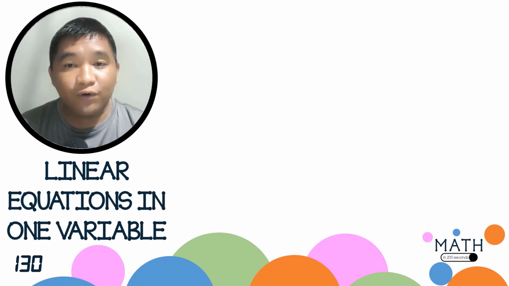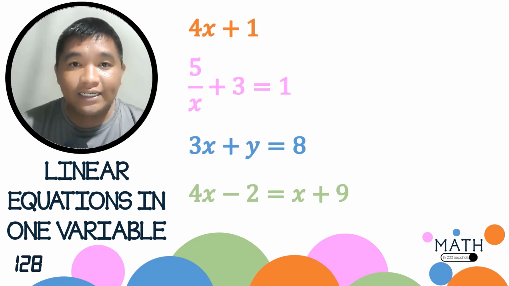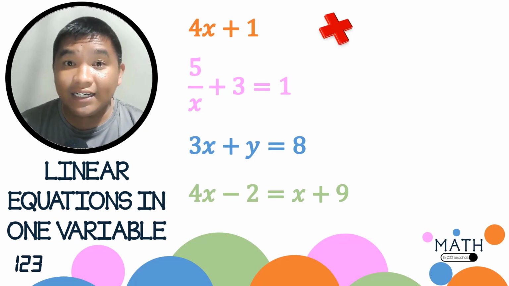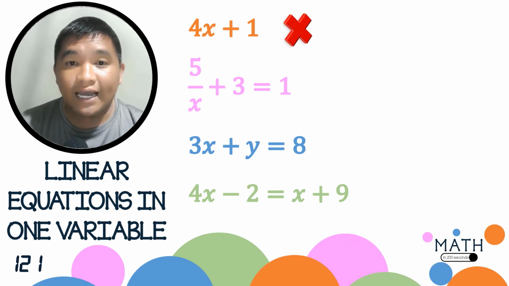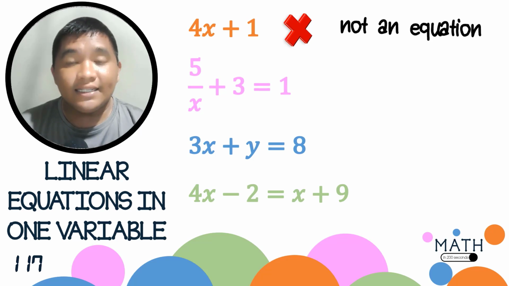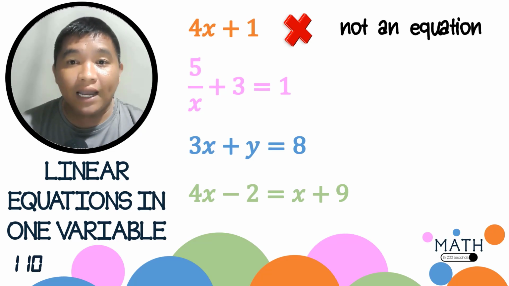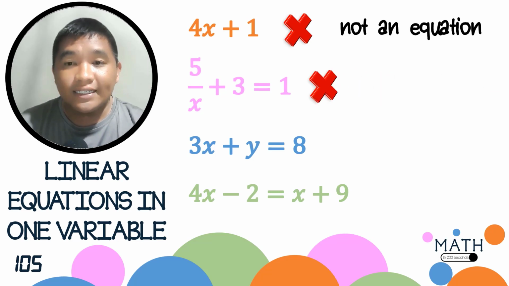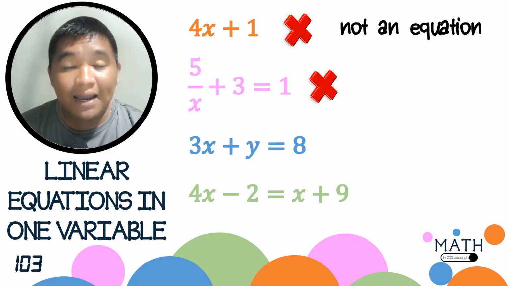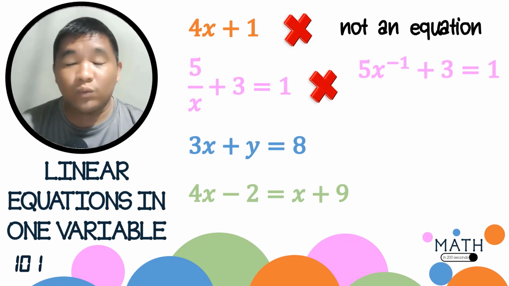Let us consider these 4 examples here and notice their differences. For the first example, it's not a linear equation for the reason that it doesn't have an equality. The second example here, you might notice that you have an x with an exponent of 1, but if you're going to apply the law of exponents here, it's not a linear equation since it could be expressed in this manner, where the exponent is not 1, but actually negative 1.